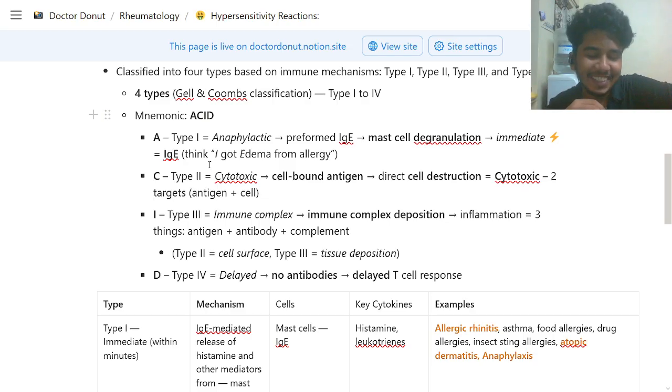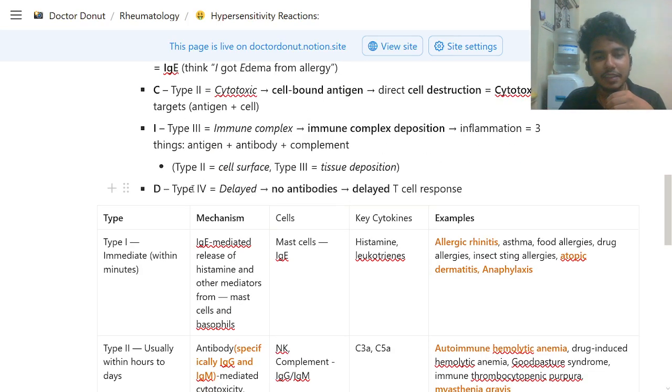The third type, the I in ACID, is the immune complex one. It is where there is deposition of the immune complex, which is formed of three parts: antigen, antibody, and complement. One distinction is that the second type usually happens on the cell surface, and the third type is where there is deposition in the tissue of the antigen-antibody-complement complex. The D is the last type, the fourth type, D for delayed. There are no antibodies, it's a delayed T cell response.